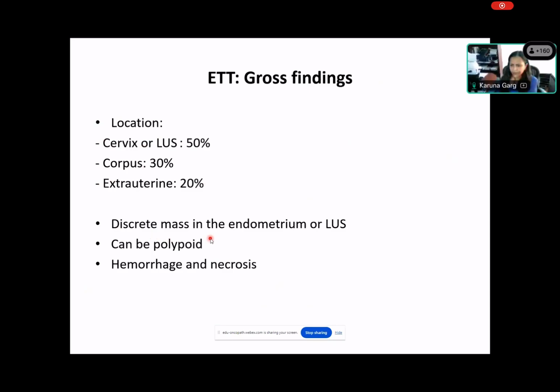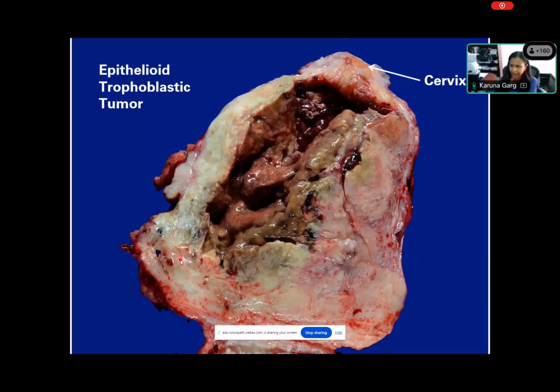These should also show a discrete mass in the endometrium or the lower uterine segment. Sometimes they can be polypoid and they're associated with hemorrhage and necrosis. Here's a case that I think I got this picture from one of my colleagues, but this is the cervix, and this was an ETT sitting in the upper cervix, lower uterine segment region.